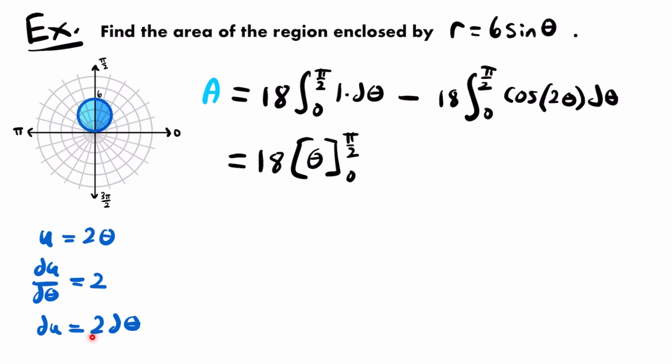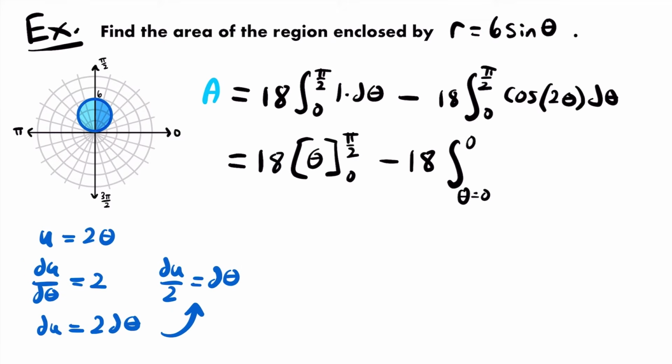Whatever du is equal to needs to be found in our integral. I just see d theta, so I'm going to divide both sides of this equation by 2, and we'll have du divided by 2 is equal to d theta. All right, that's what that equation will give us. Now we can replace d theta with du divided by 2. All right, so what we'll have for this integral is minus 18 times the integral from theta equals 0 to theta equals pi divided by 2 of cosine of u times du divided by 2.